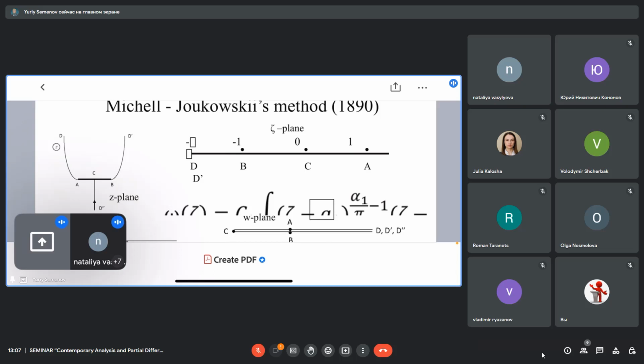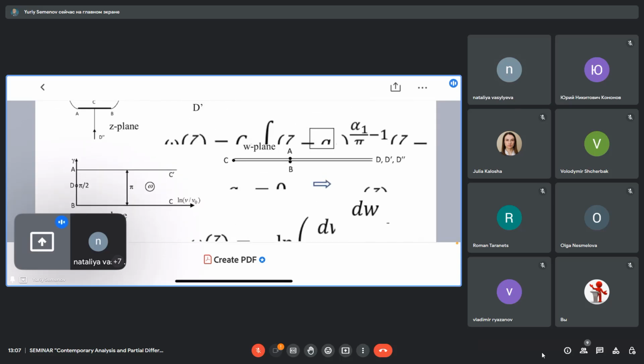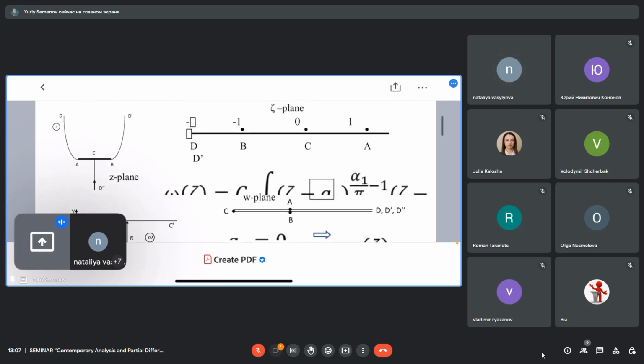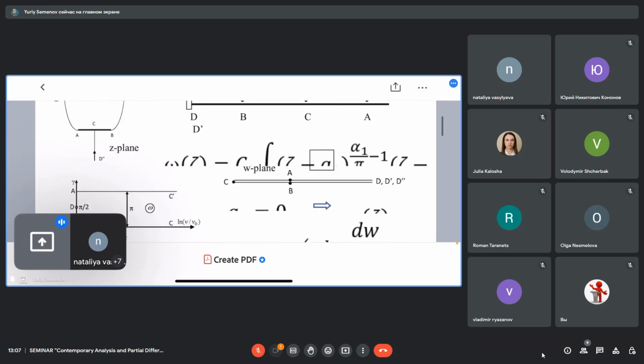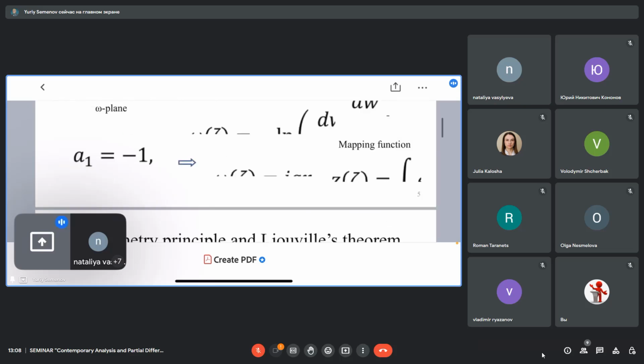Joukowsky and Mitchell introduced the parameter zeta plane and proposed to determine the function of complex potential and the function of complex velocity on the parameter plane. It is much easier to conformally map the half plane onto the region of the complex potential and the region of the complex velocity, or function omega, as shown here in this figure.